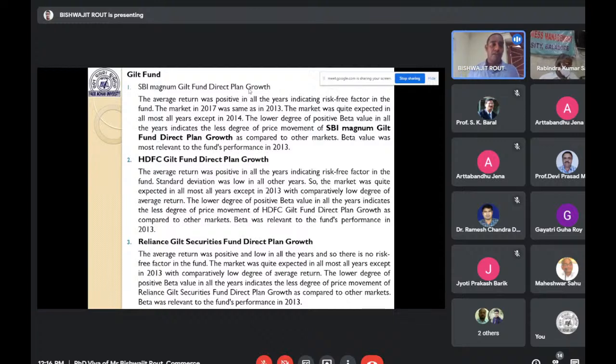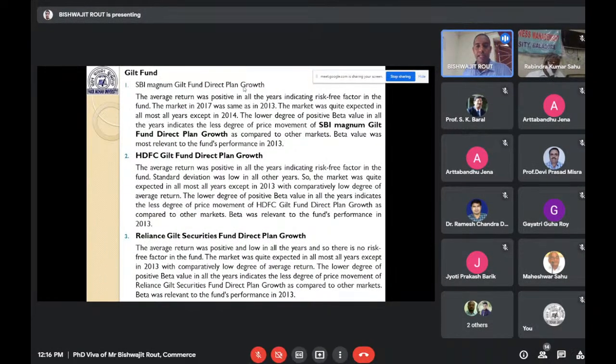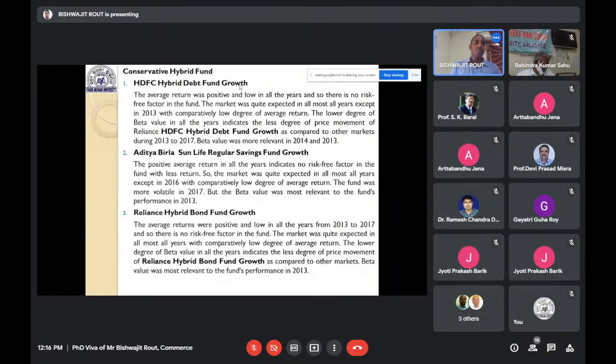And the last fund in this category is Reliance Gilt Securities Fund Direct Plan Growth. In that company, the average return was positive and low in all the years, and there is no risk factor in that fund. The market was quite expected in almost all years except 2013 only, with comparatively low degree of average return. The lower degree of positive beta value in all the years indicates the less degree of price movement of Reliance Gilt Fund as compared to other markets. Beta was relevant to fund performance in the year 2013.